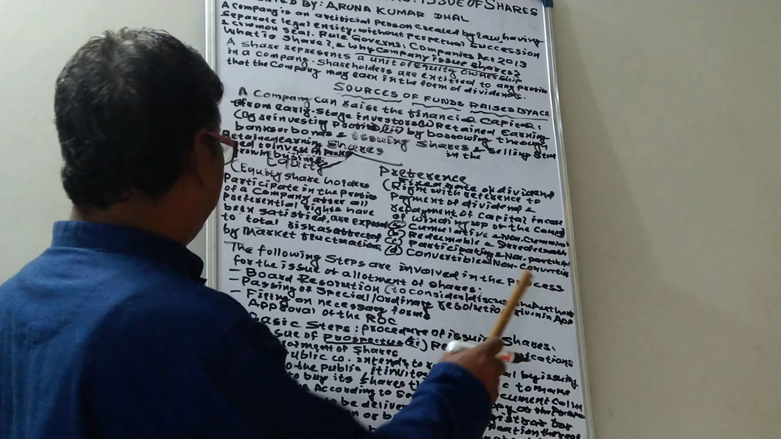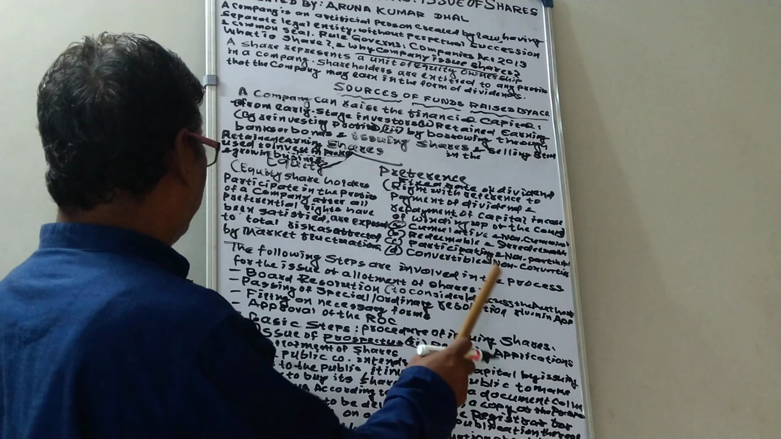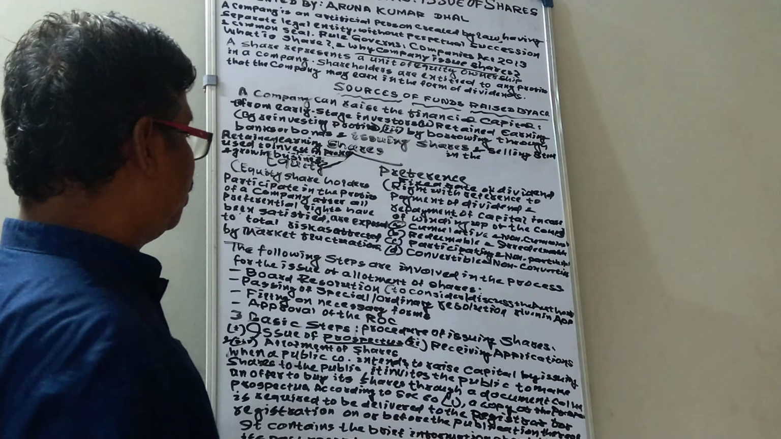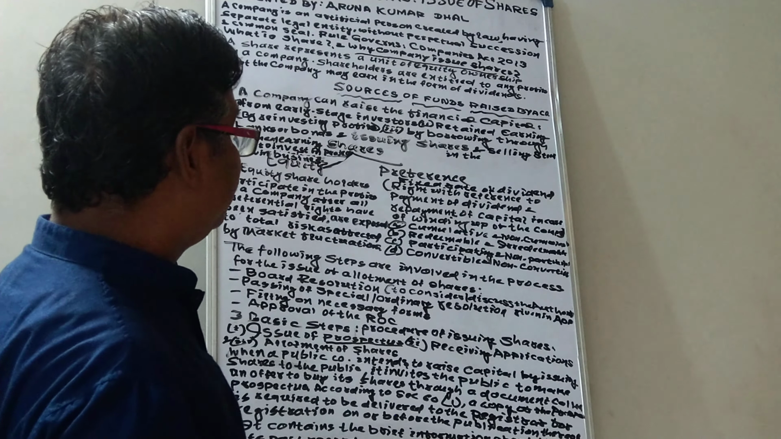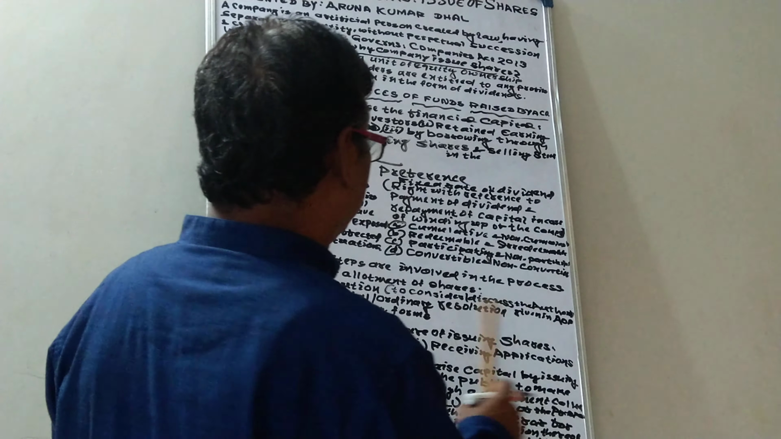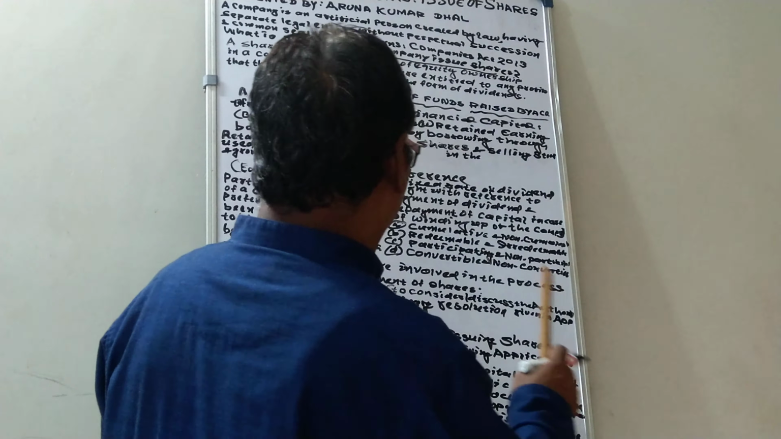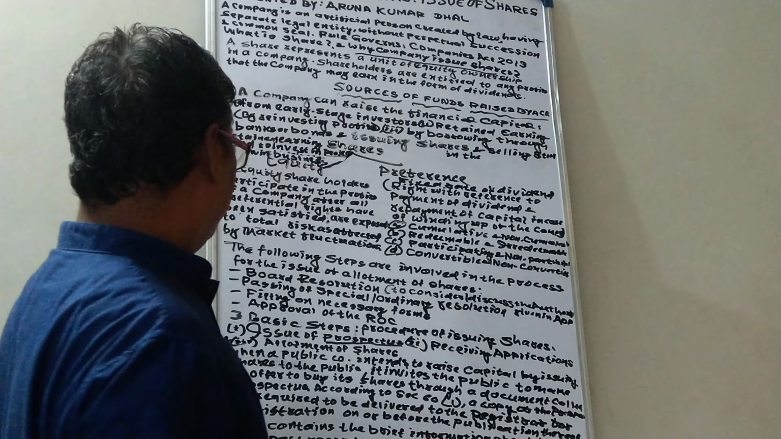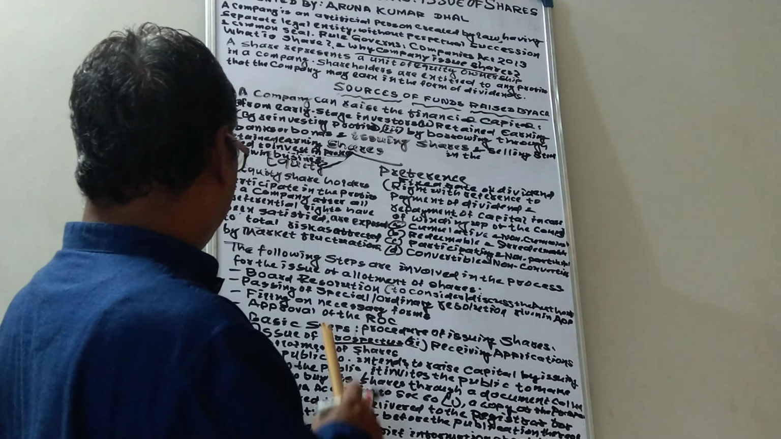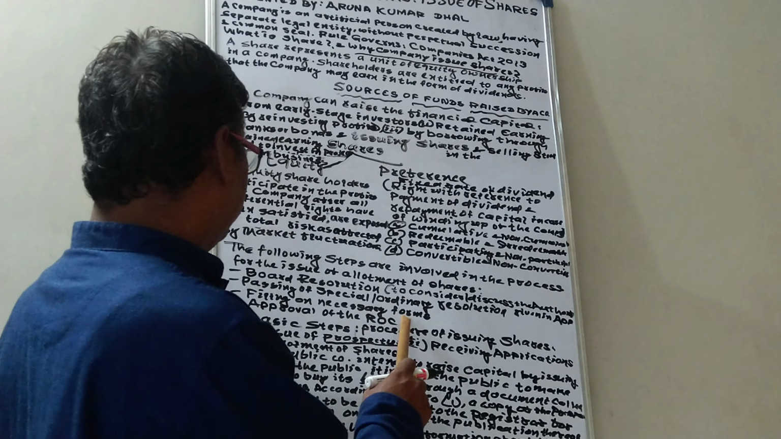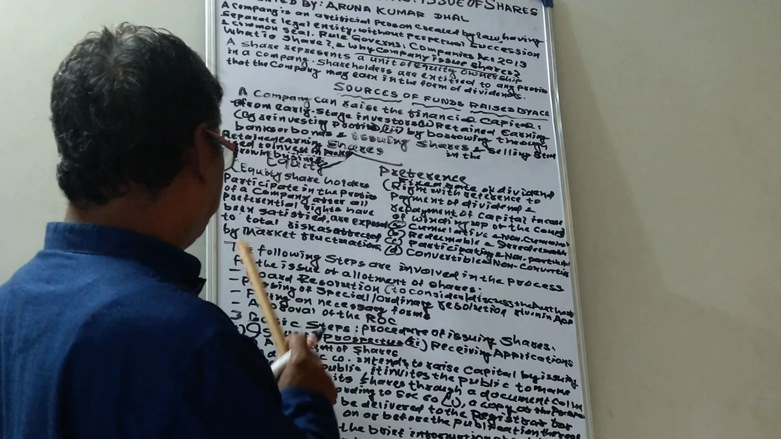So the following steps are involved in the process for issue and allotment of shares. First, board resolution. A board resolution is passed to consider the authority given in the articles of association to issue shares. Then they will have a special or ordinary resolution, and the company will file all necessary forms and send them along with the prospectus to the registrar of companies for approval.